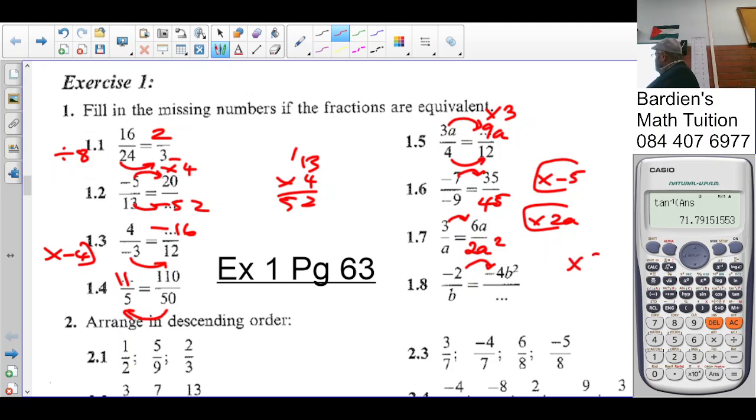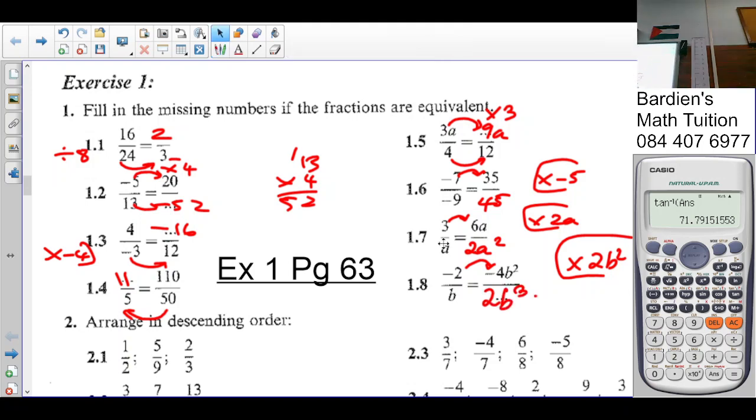You times it by 2b squared. So b times 2b squared? 2b cubed. Okay. Any confusion here around the number 1? Any confusion here, people? Yes? 1.8. Is that a cube or square? It's a cube. And the one above it?